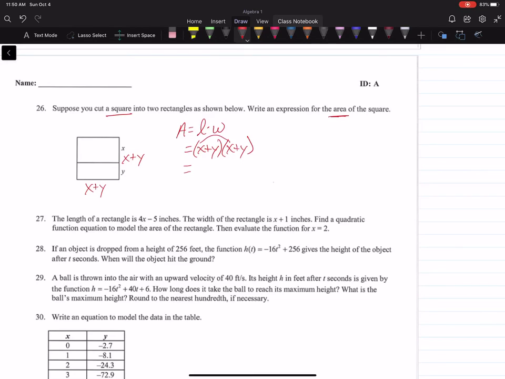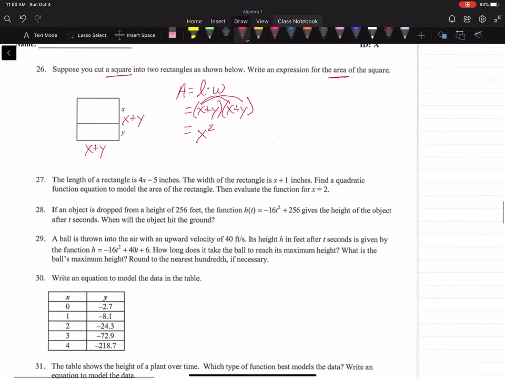So x times x is x squared, x times y is plus xy plus xy plus y squared. And then we add our like terms to get our final answer. So x squared, xy plus xy is 2xy plus y squared.